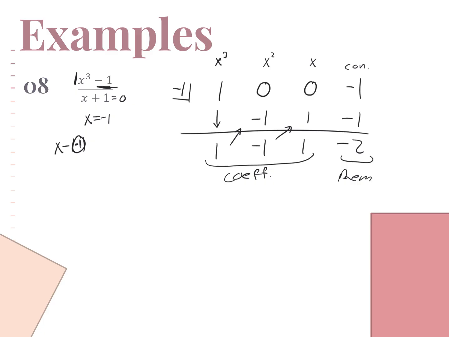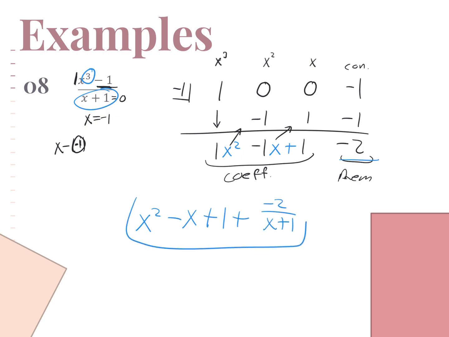All right? So then our answer, because I have an x to the third as my highest exponent, this is going to be an x squared minus 1x plus a 1, and then this is going to be your remainder, which is over your divisor. So my final answer is going to be x squared minus x plus 1 plus -2 over x plus 1. And then that is your full quotient, all right?